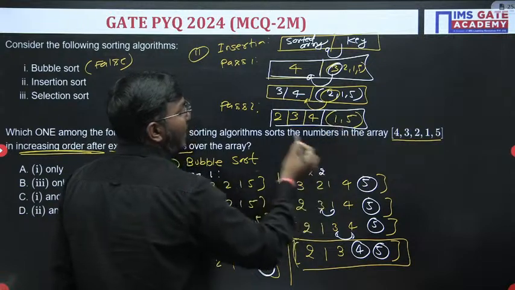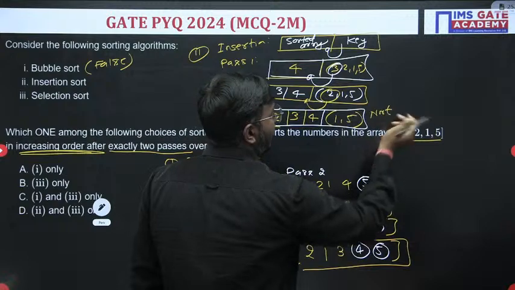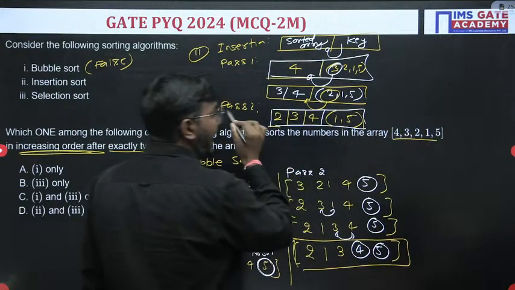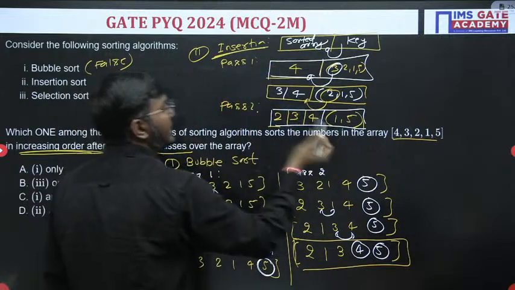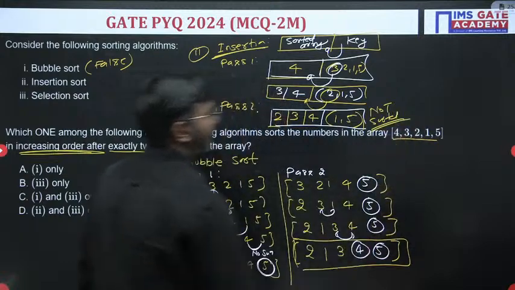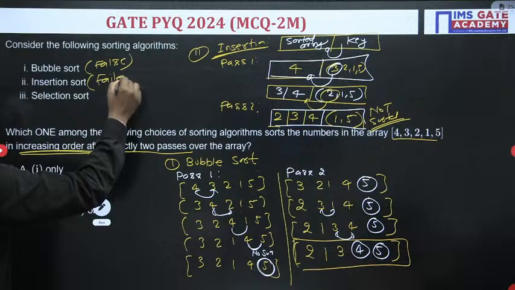So at the end of pass 2, only three elements are sorted, 2, 3 and 4. The remaining 1 and 5 are not yet inserted into the sorted array, which means the array is not sorted. So the result of the second pass under insertion sort is not sorted. Understood? It means insertion sort has also failed.